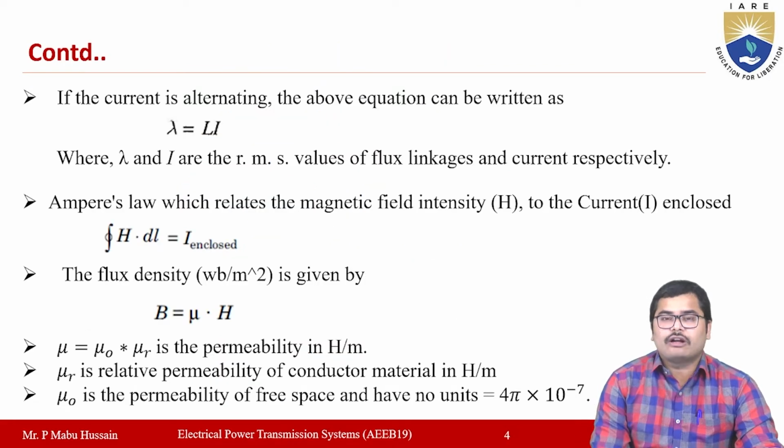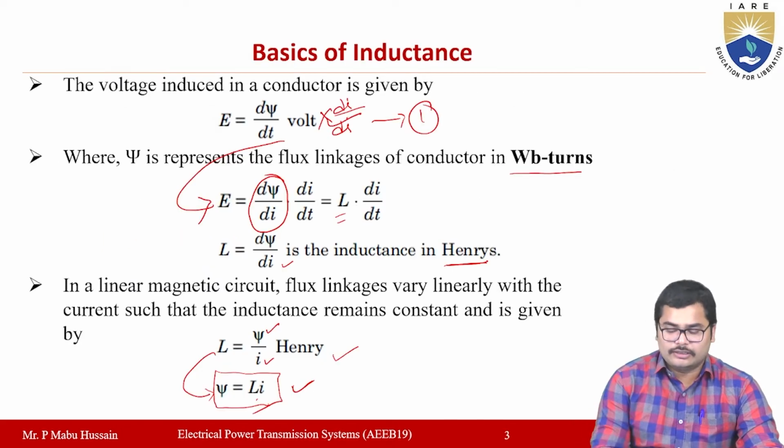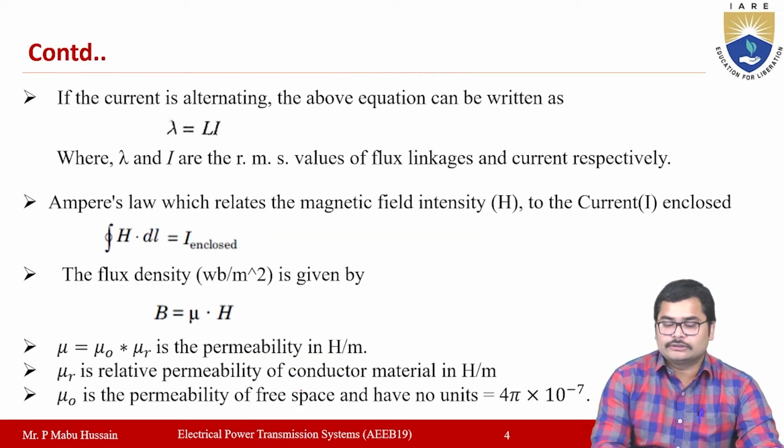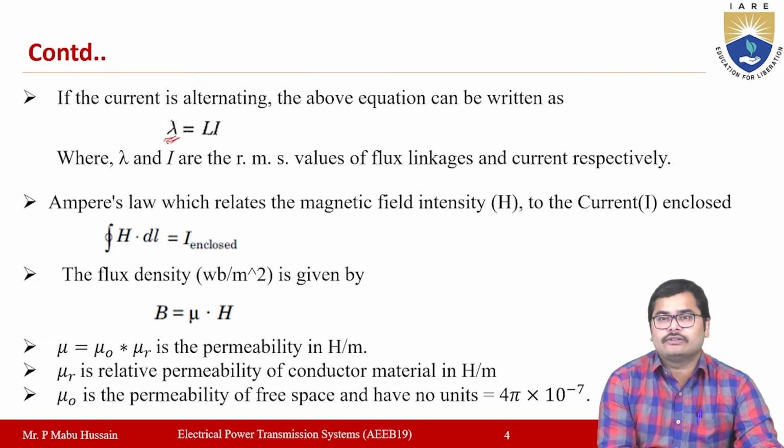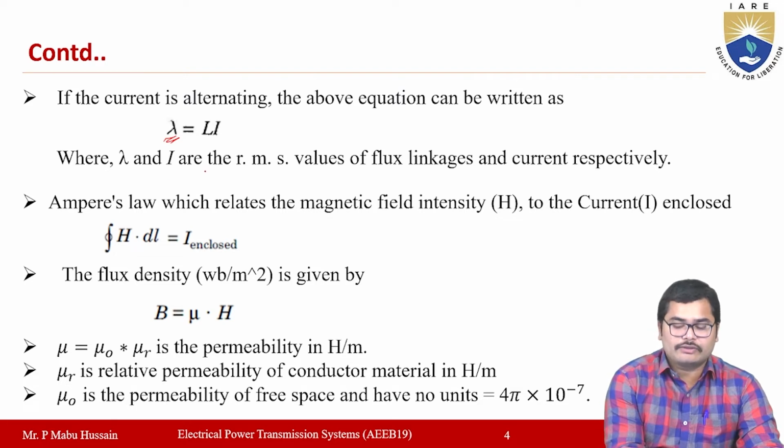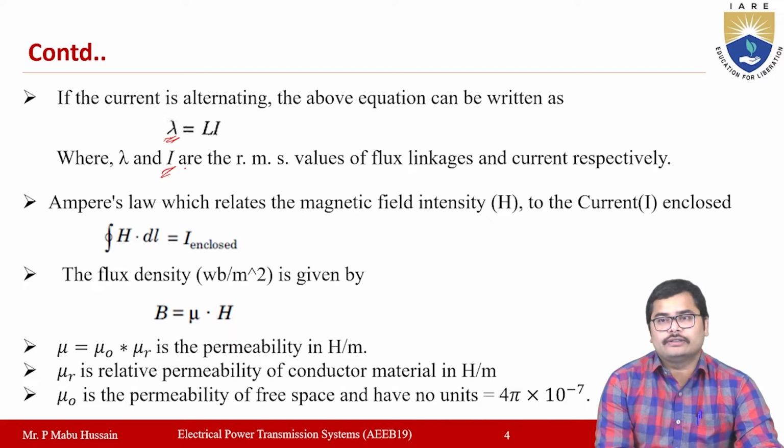Now if the current is alternating, then the above equation, psi is equal to L i, can be written as lambda is equal to L into I. Here lambda represents the flux linkages of a conductor carrying an AC current, in terms of RMS value, and I is the current flowing through the conductor, which is also an RMS value.